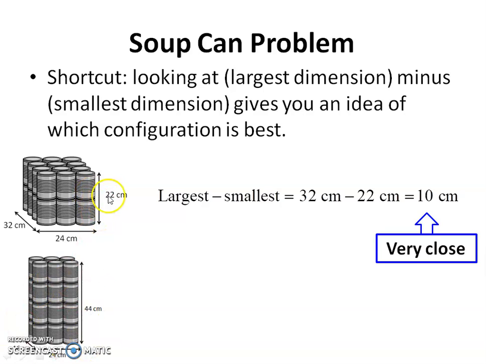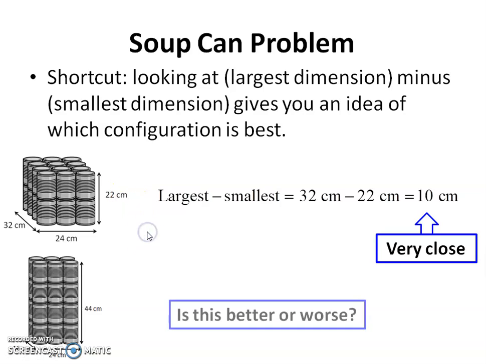So is this configuration better than this one? Well, there's a quick way to check. I can look at the largest dimension here, 44, the smallest one, and check to see if that difference is bigger or smaller than 10. And if it isn't better than 10, then it's not a better configuration.